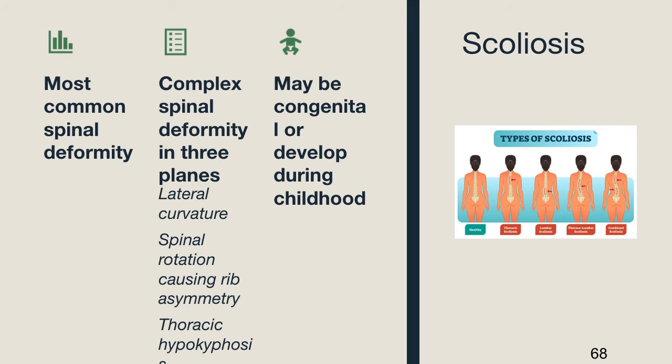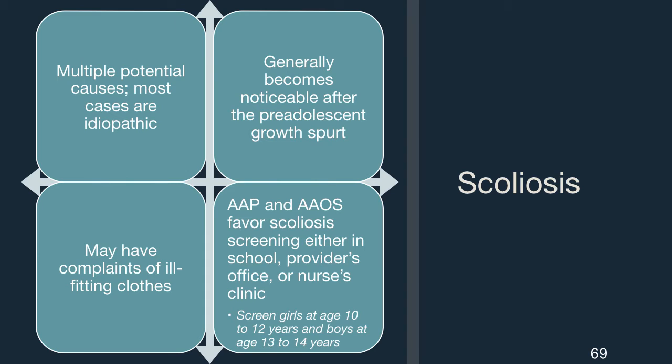Scoliosis is the most common spinal deformity. It's a complex spinal deformity in 3 different planes with a lateral curvature, spinal rotation that causes the rib asymmetry, and thoracic hypokyphosis. It can be congenital or it can develop during childhood. And you all know a little more about that after having sat in class the other day.